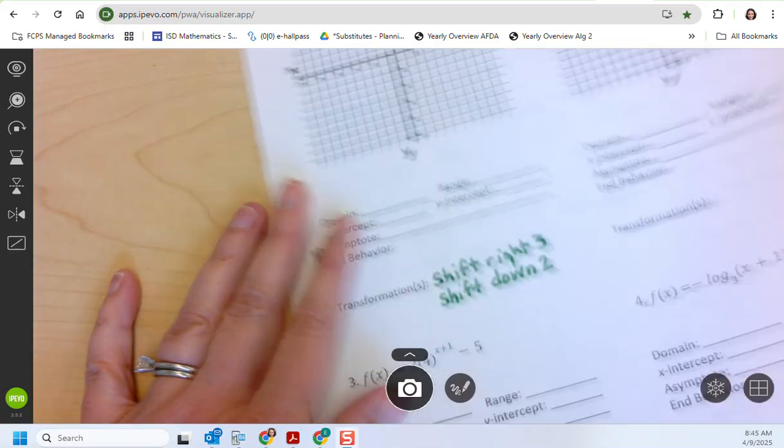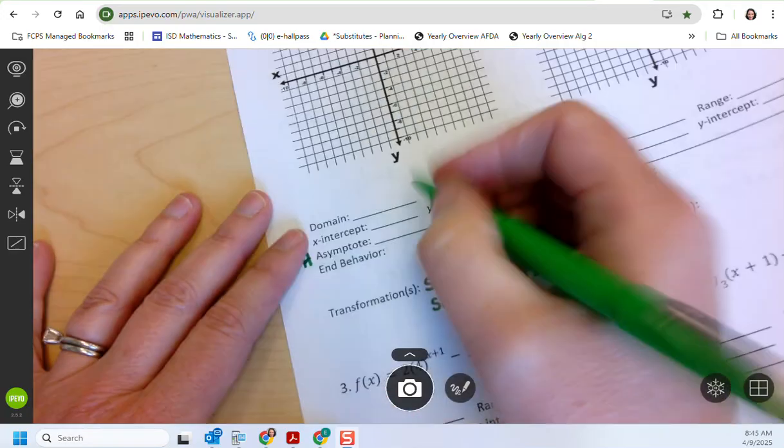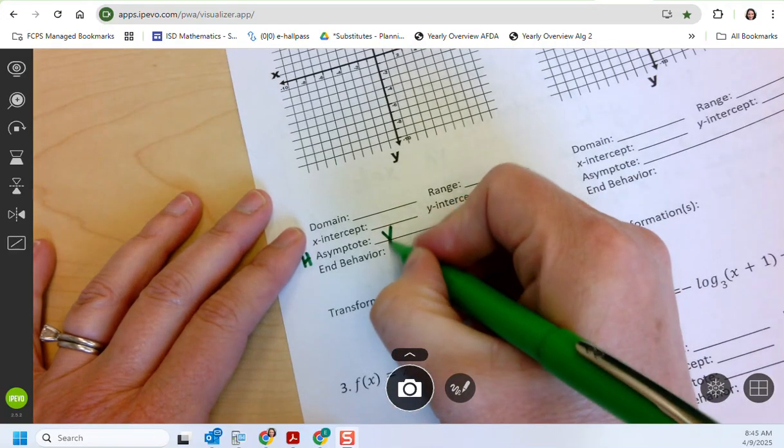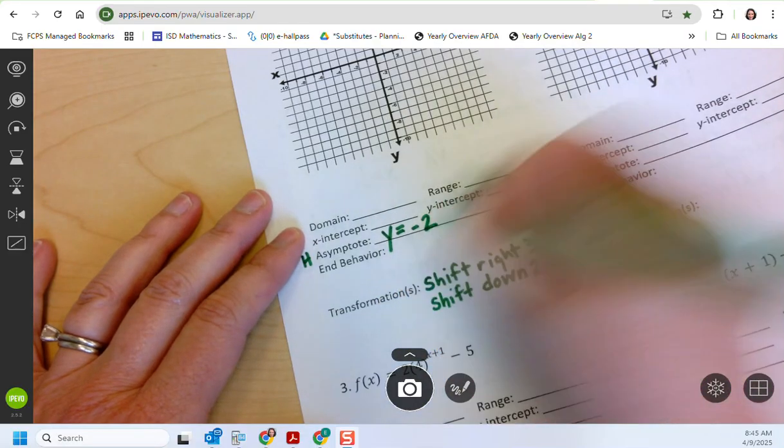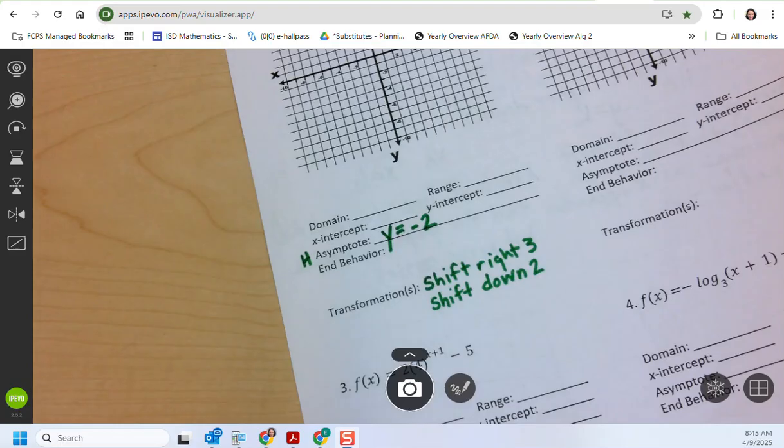My horizontal asymptote was at y = 0, and it shifted down 2. So even without the calculator, I know my horizontal asymptote is y = -2. And the asymptote won't show up on your calculator either, so you do need to know how to figure out where the asymptote is. And for an exponential, if it shifts up, that's where it is. If it shifts down, that's where it is.